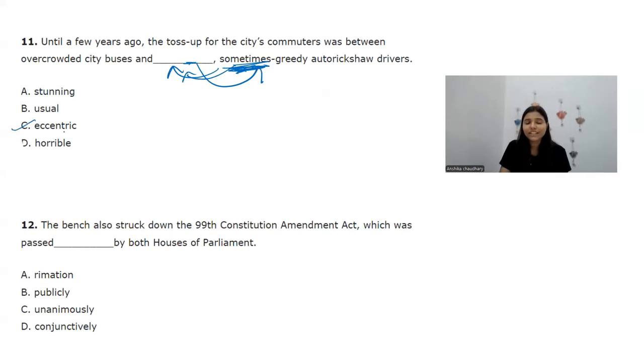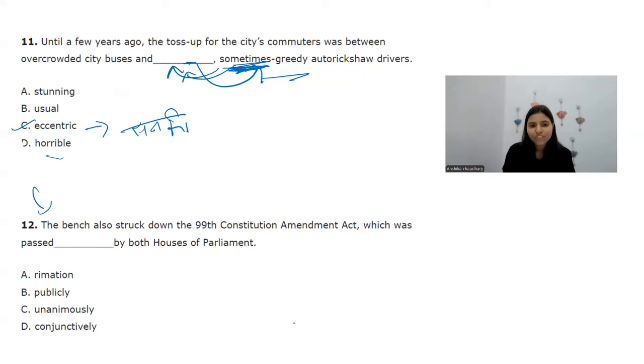Eccentric will be the correct answer. We are talking about greedy auto rickshaw drivers. The Hindi meaning of eccentric is sanki, and we can say psycho, because auto rickshaw drivers are really psycho sometimes. Stunning doesn't make any sense. Horrible, no, we cannot define any auto rickshaw driver as horrible. Eccentric will be the most suitable word here. Let's move on to the next question.